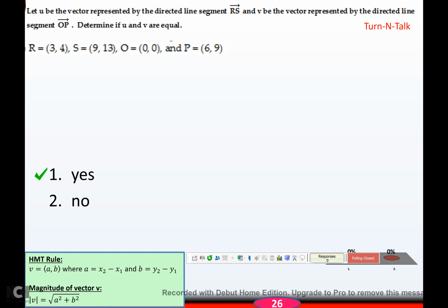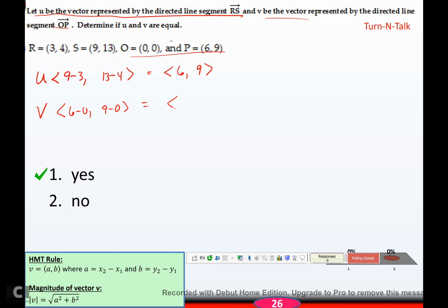And hopefully you got yes. Alright. It says let u be the vector represented by RS. So u is going to be 9 minus 3 and 13 minus 4, which is going to be 6, 9. And if I do v, v is to represent OP. So that's going to be 6 minus 0, comma 9 minus 0, which is 6, 9. So yes, they are the same.